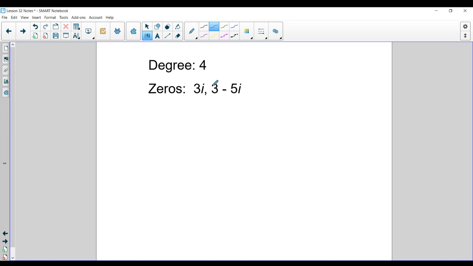Okay, so let's do one with all imaginary and complex zeros. So degree of 4, 3 minus i, 3 minus 5i.